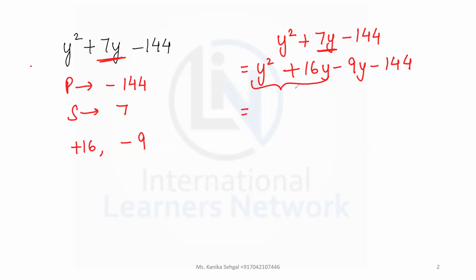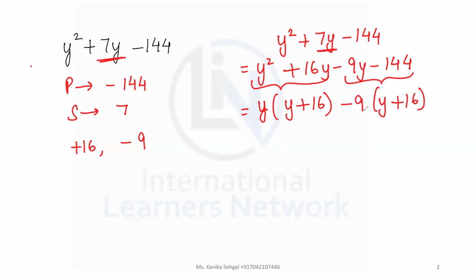So let's take the first two terms. Here we can see that y is common, so we'll be left with y plus 16 inside the bracket. In the next two terms, we can take minus 9 common, so we'll be left with y plus 16. Please note 16 times 9 is 144. So from this 144, if you take 9 outside, you'll be left with 16. We have taken negative 9 common because we want y plus 16 here. We want these two brackets to be the same. So now we have y plus 16 common and inside the bracket, we'll be left with y minus 9. So we have factorized this expression and written it as y plus 16 times y minus 9.